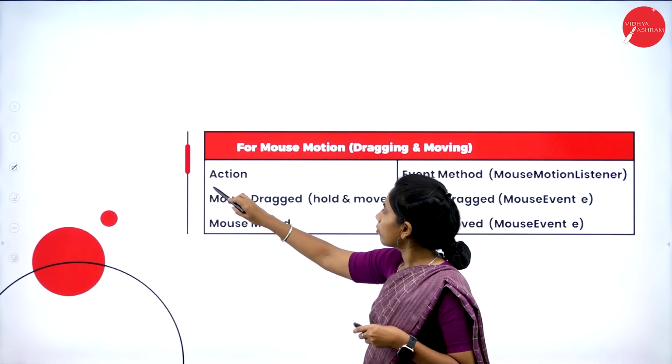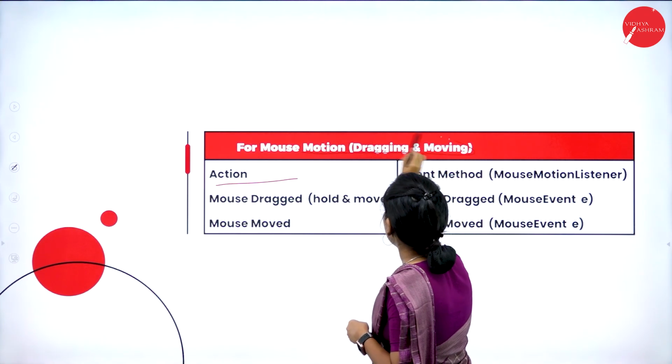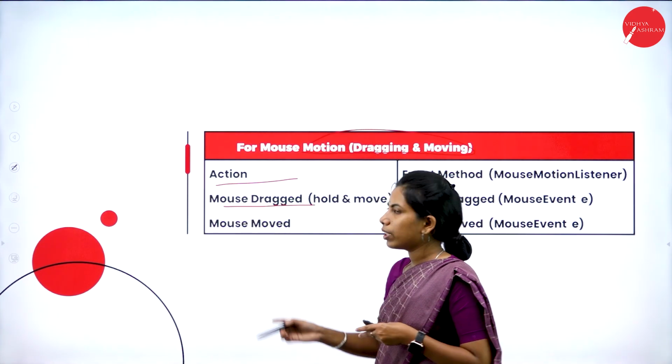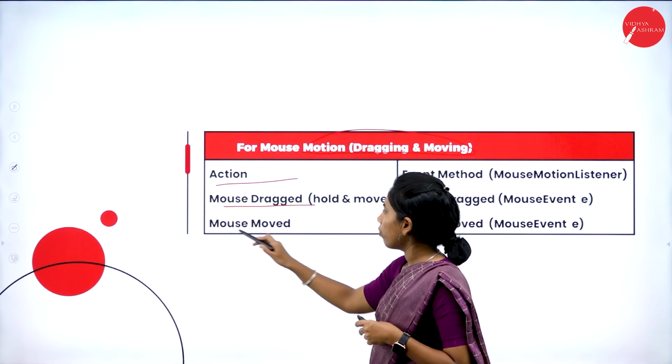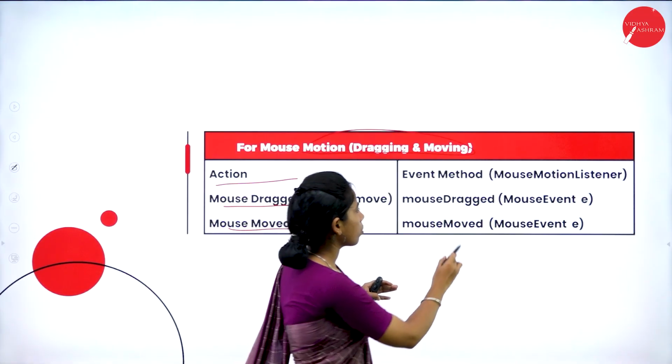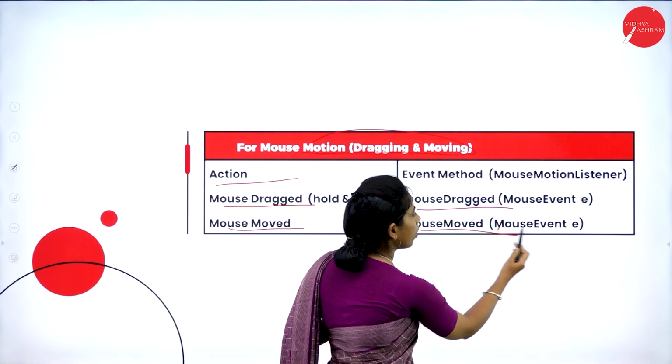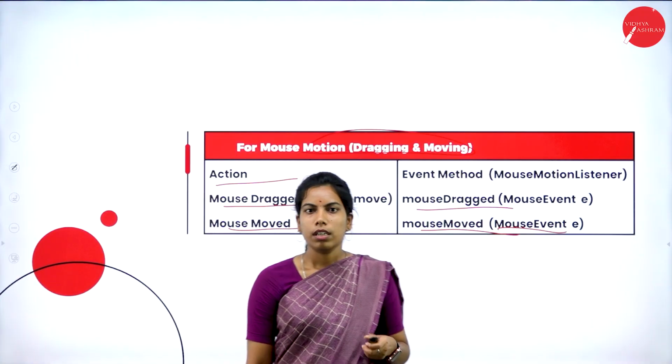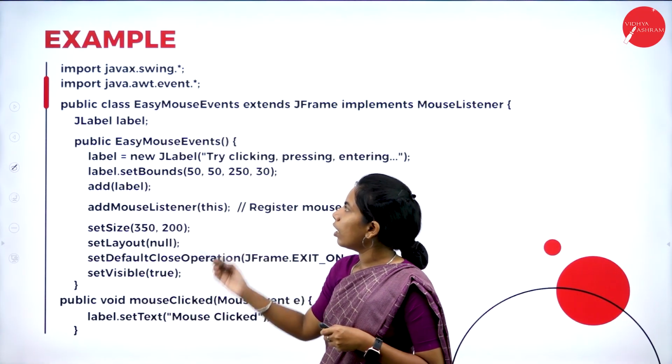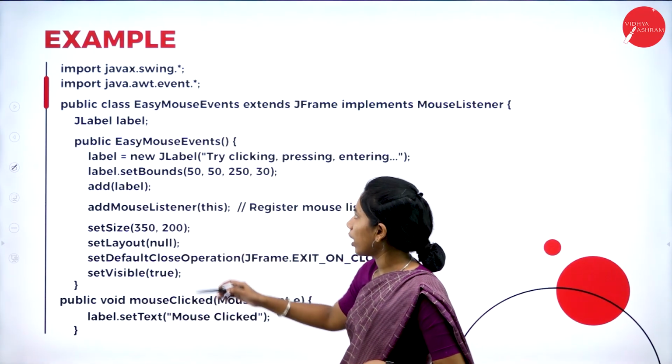So here you can see for the mouse dragging, motion means dragging, when the drag occurs, and also when the mouse is moved. That also belongs to which one? Mouse dragged and mouse moved, with the mouse event object. Next we can see a simple code for mouse event handling.